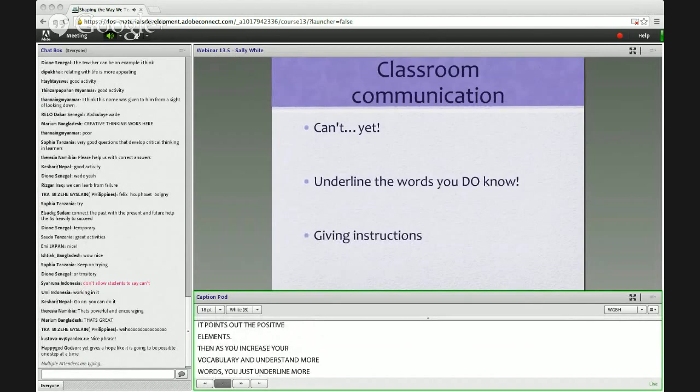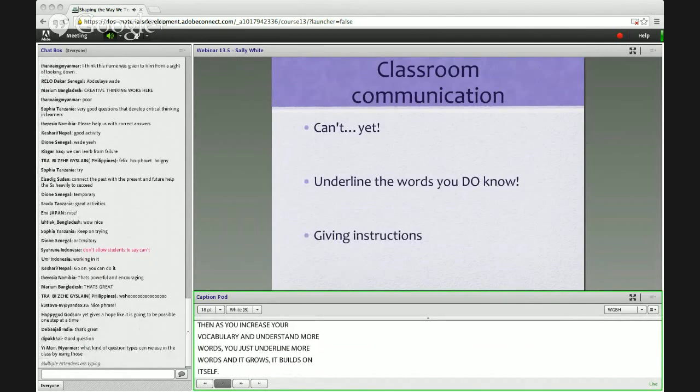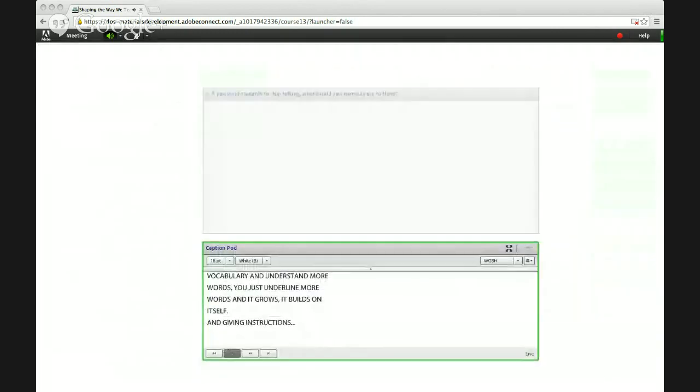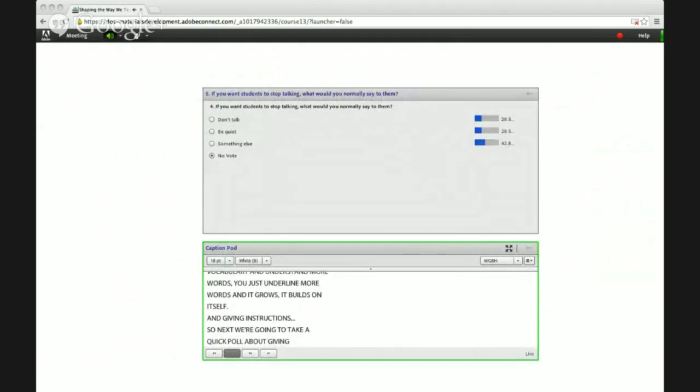And giving instructions. So next, we're going to take a quick poll about giving instructions. And the question is, if you want students to stop talking, what would you normally say to them? Don't talk, be quiet, or something else.